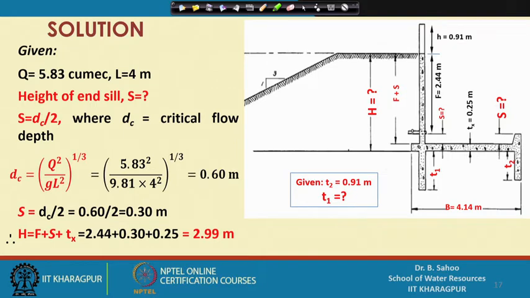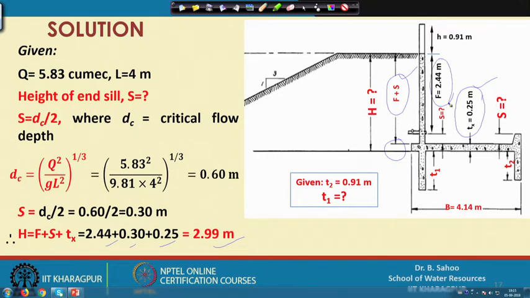So, here H can be calculated as shown in this figure, that equals F plus S plus this height, that equals Tx, and Tx is given as 0.25 meter. So, H will be equal to F plus S plus Tx, and that equals 2.44 plus 0.3 plus 0.25 equals 2.99 meter, because F is already given, that equals 2.44 meter. So, once H is estimated, and we have T2 equal to 0.91 meter already given.